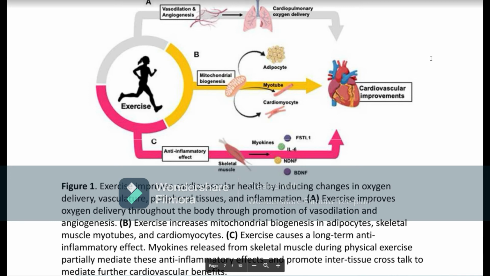So, for example, myokines released from skeletal muscle during physical exercise partially mediate this anti-inflammatory effect and promote intertissue talk to mediate further cardiovascular benefits. It's not surprising that physical exercises mainly influence our cardiovascular system, because for movement we need energy, but for energy we need oxygen, and namely the cardiovascular system together with the respiratory system provide us with this so needed, so necessary stuff, oxygen, and also with ATP, glucose, and other energetic substrates.